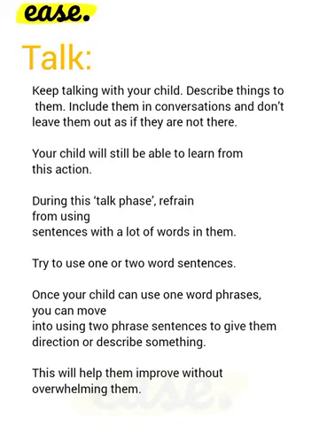Once your child can use 1 word phrase, then you can move into using 2 phrase sentences to give them directions to describe something. What do I mean by this? For example, if you want to describe a fruit to them, like orange, you can say, oh, this is an orange. It is yellow. It is juicy on the inside. It provides vitamins. You could ask your child to repeat along. What did I say? This is an orange.